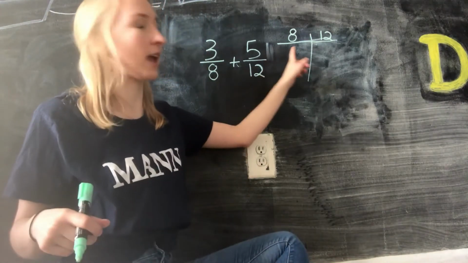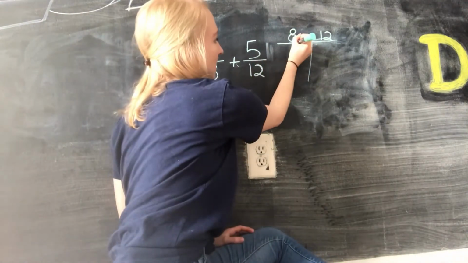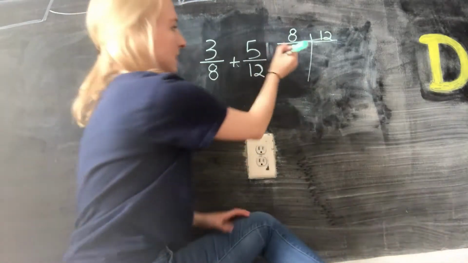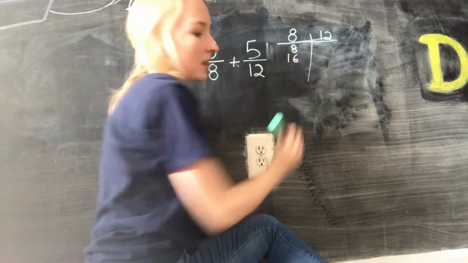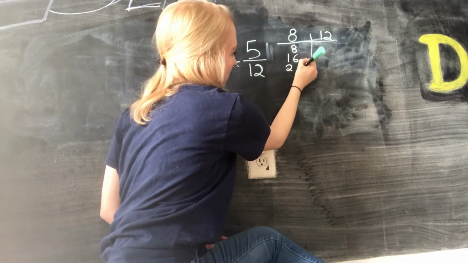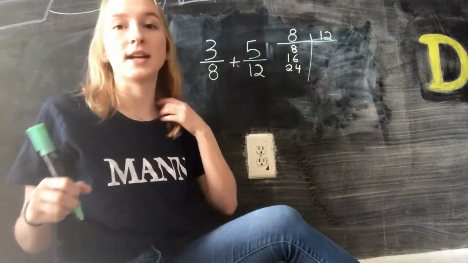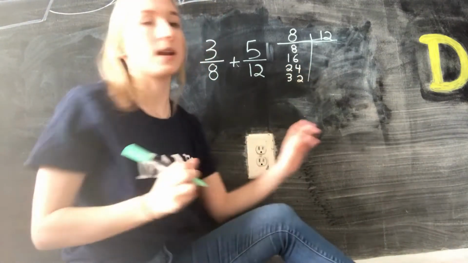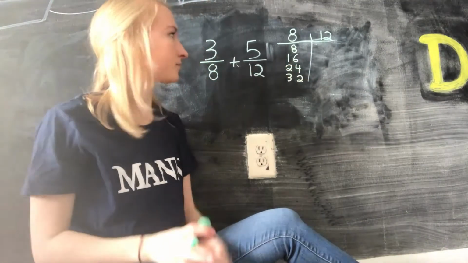So for instance, 8 times 1 is 8, 8 times 2 is 16, 8 times 3 is 24, 8 times 4 is 32. And I'm going to stop there on that one.